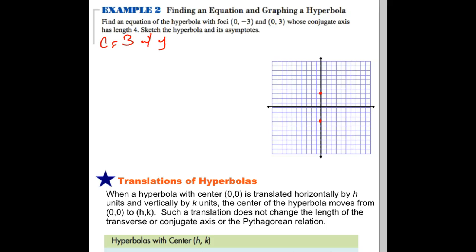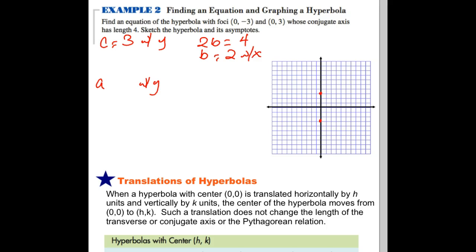Then it says the conjugate axis has a length of 4. Which one was the conjugate? That's the B piece, right? Transverse axis is your A, your vertices. Conjugate is the B part. So we have 2B has a length of 4, the whole conjugate axis, so its semi-axis would be 2. B would be 2. All right, now, if C is going in a y direction, that means A also has to go in a y direction, right? Your vertices and foci are always lined up. So we know that A is going to have to go with y. C went with y. B has to go with x. Okay?